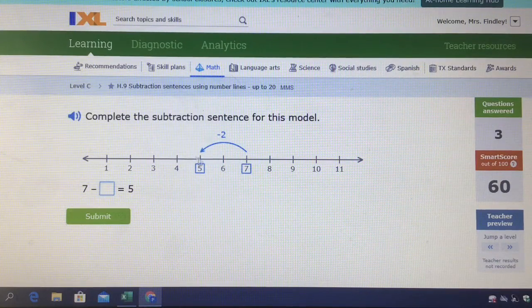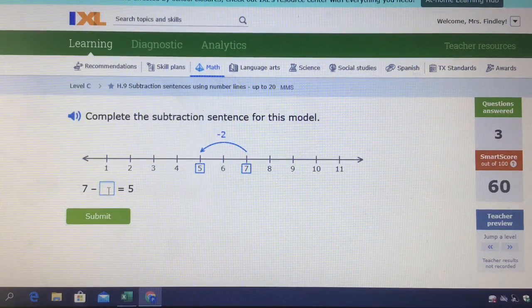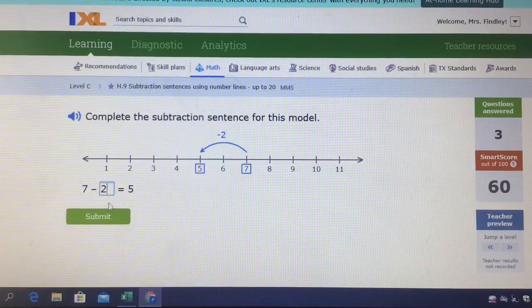But look at this jump. We're starting at 7, and we have to figure out how many we're taking away to get to 5. Here's our 7, and there's our 5, but they only have 1 jump. This time their jump covers 2 spaces on our number line. They jumped all the way over 2 spaces to land here. So they took away 2, and we're going to put minus 2 in our answer blank.